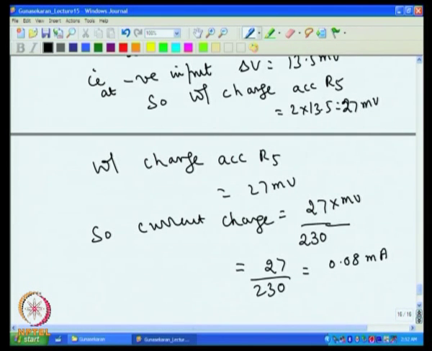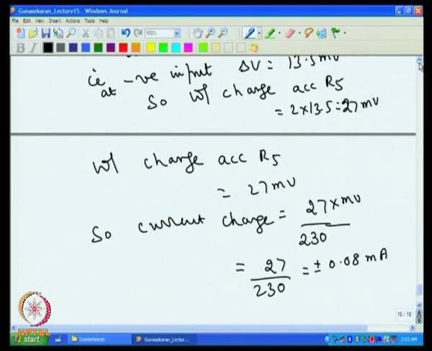If the Zener drifts by 30 ppm, then you will have an output current drift of 0.08 milliampere. Since the expected voltage change is plus or minus, this current change also can be plus or minus 0.08 milliampere. This is the current error expected because of the Zener voltage drift.